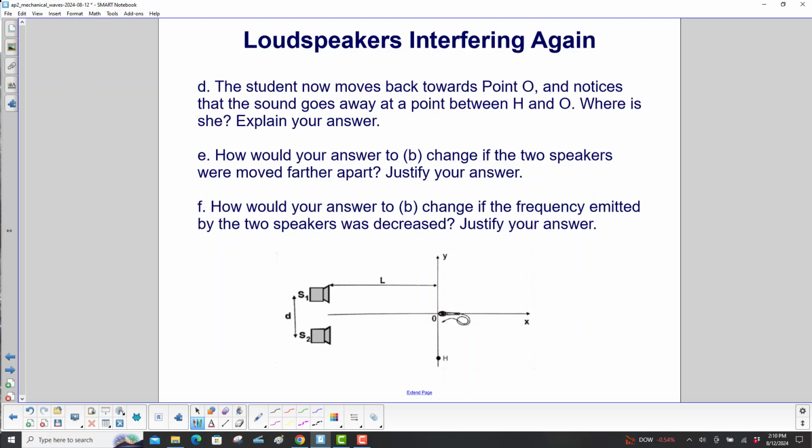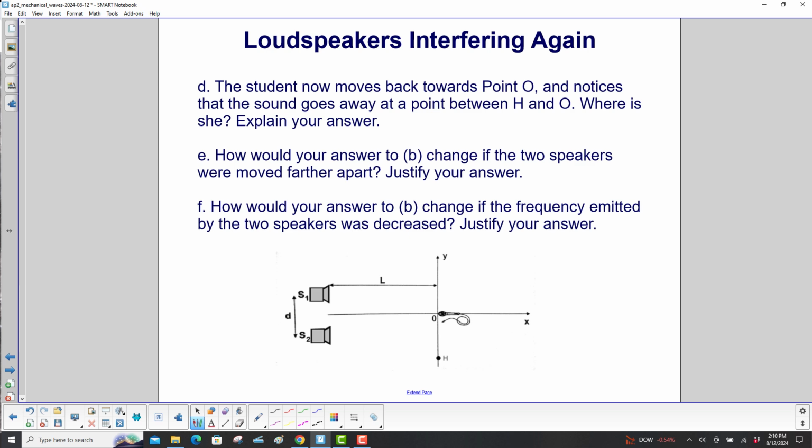D. The student now moves back towards point O and notices that the sound goes away at a point between H and O. Where is she? Explain your answer. E. How would your answer to B change if the two speakers were moved farther apart? And F. How would your answer to B change if the frequency emitted by the two speakers was decreased?